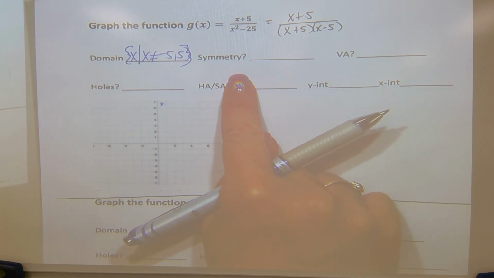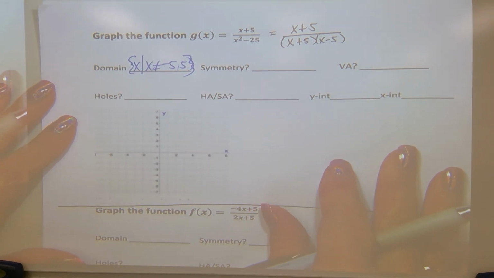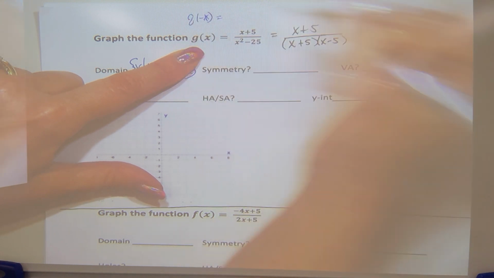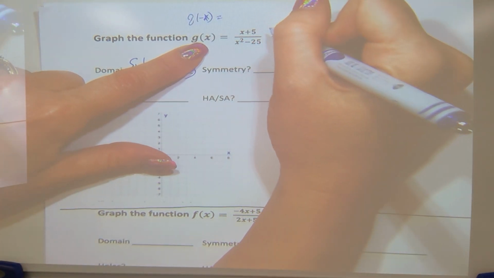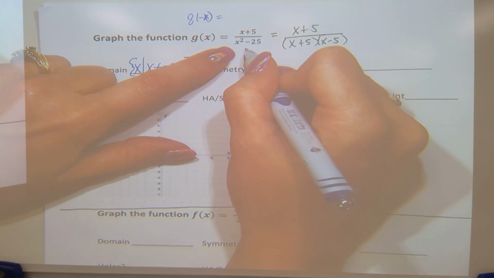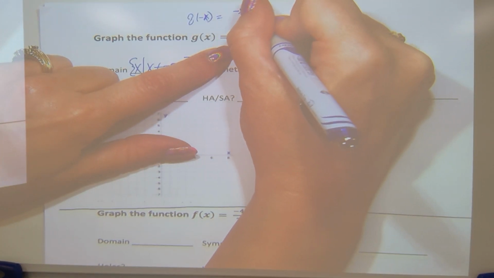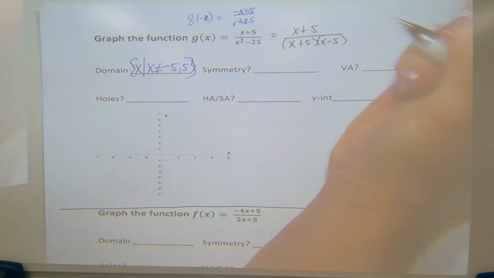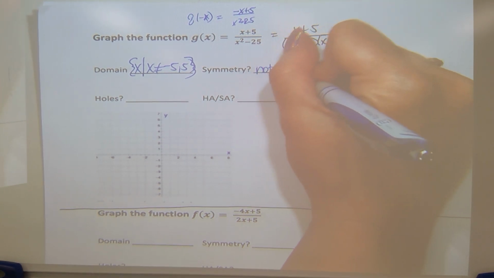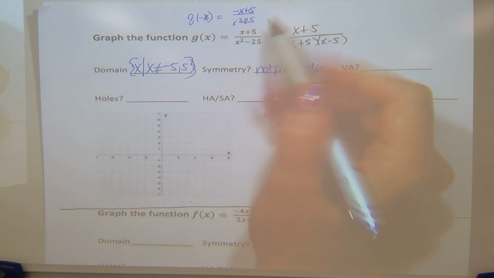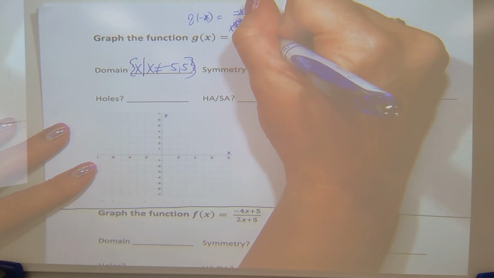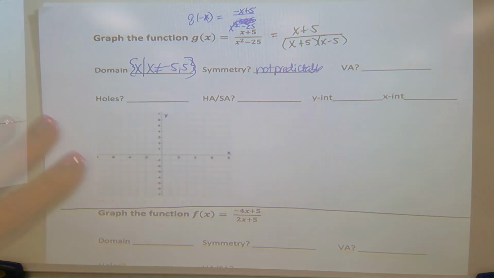But the next question, do I have symmetry? Can I make it easier on myself graphing if I consider symmetry? Let's think about what happens if I plug in a negative x. My denominator doesn't change. It stays just what it is, x squared minus 25. But in my numerator, just one term changes sign. That's not going to help me. There is no predictable symmetry.